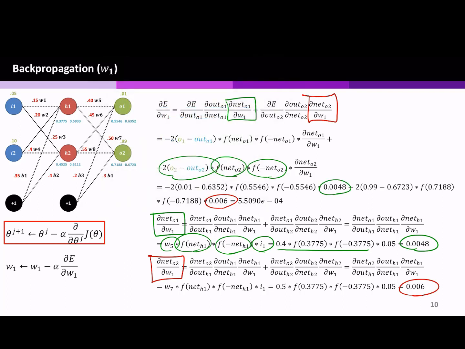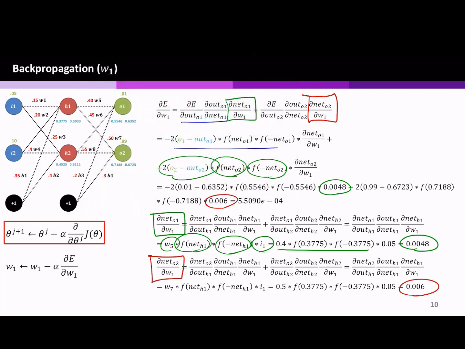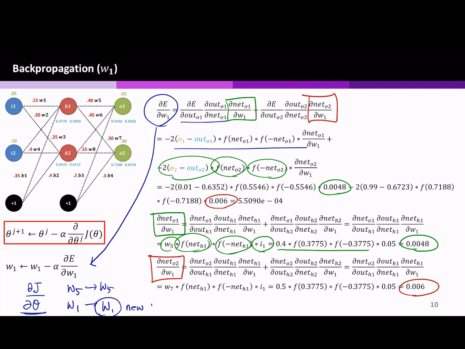Here, and this value, this one, okay. We did this partial derivative of your function with respect to your parameter for the case of W5 and W1, right? Once we find this value, we can get the new W1.